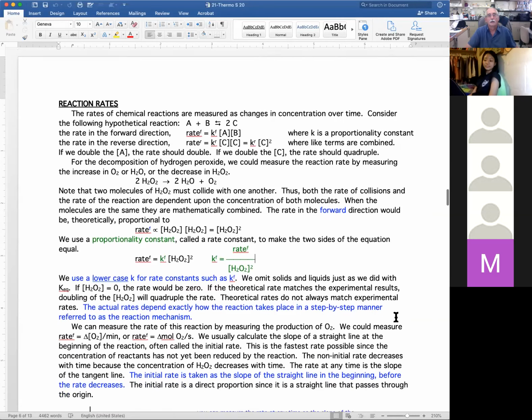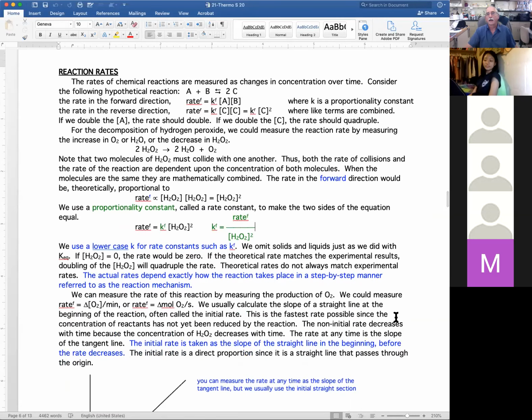Okay. So now reaction rates. We'll look at it a little bit more closely. So if we look at this reaction right here, the rate in the forward direction is going to be equal to a rate constant for the forward direction times the concentration of A times the concentration of B.